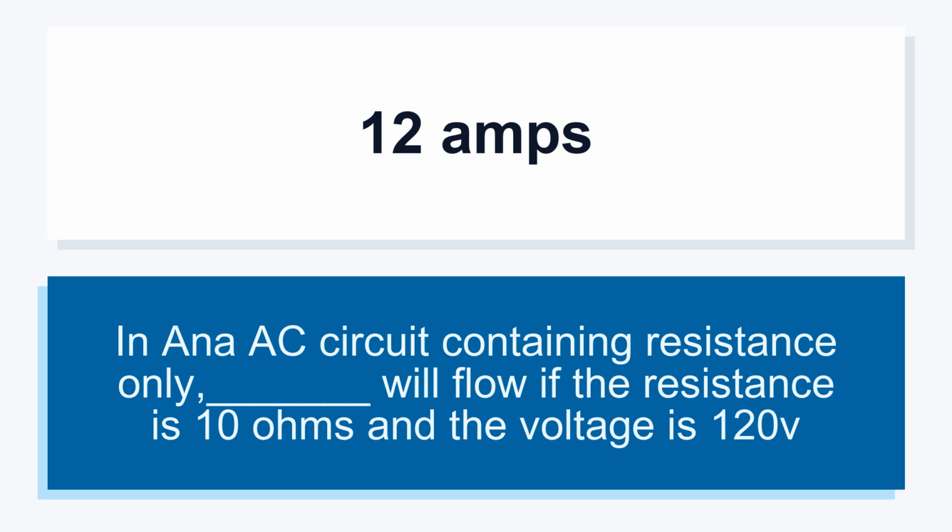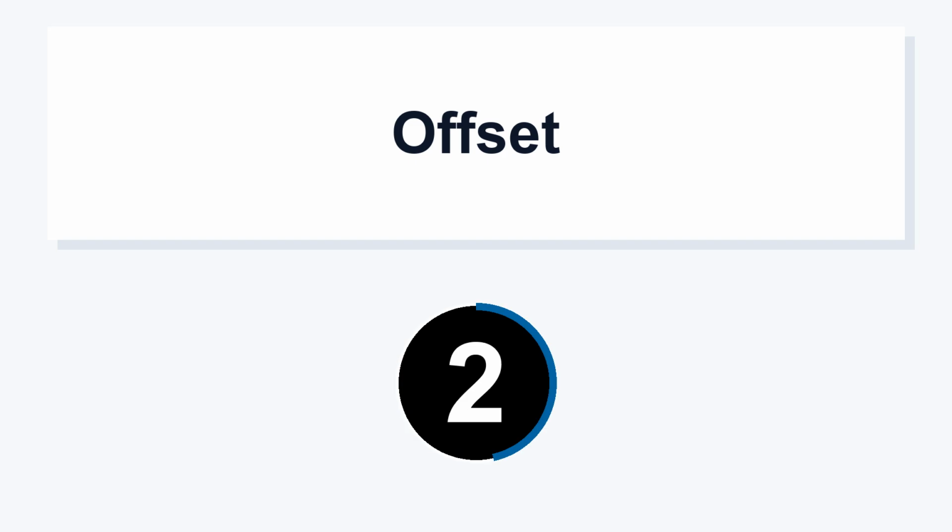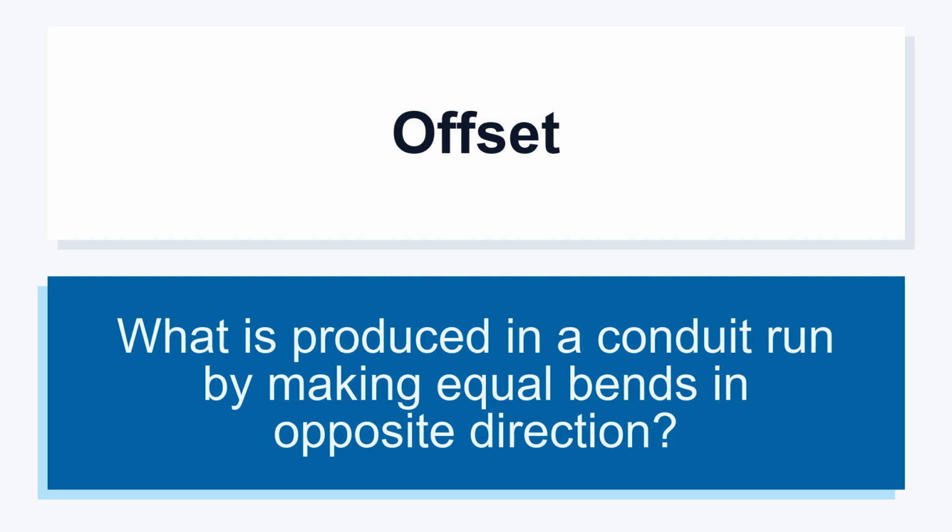In an AC circuit containing resistance only, blank will flow if the resistance is 10 ohms and the voltage is 120 V. Offset. What is produced in a conduit run by making equal bends in opposite directions?